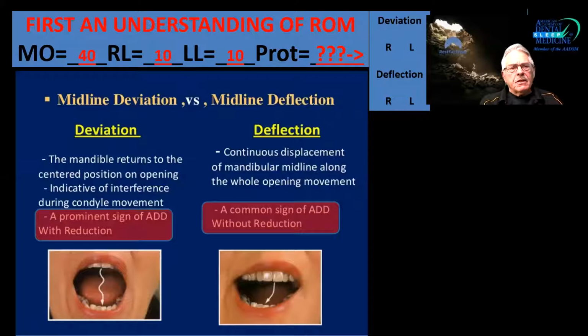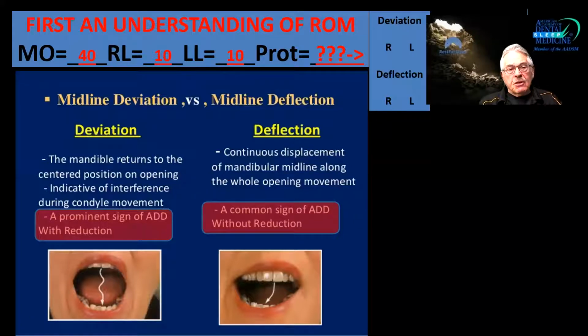So first of all, we're going to discuss a little bit about range of motion. A typical normal range of motion would be somewhere around 40, maybe 45, a little bit more. But the key takeaway is that the right lateral and the left lateral should probably be somewhere around a fourth of the maximum opening. If that's the case, then you have normal condylar rotation and translation. I don't bother to measure protrusive, and the reason I don't is because I'm going to be looking at that with the George gauge anyway.